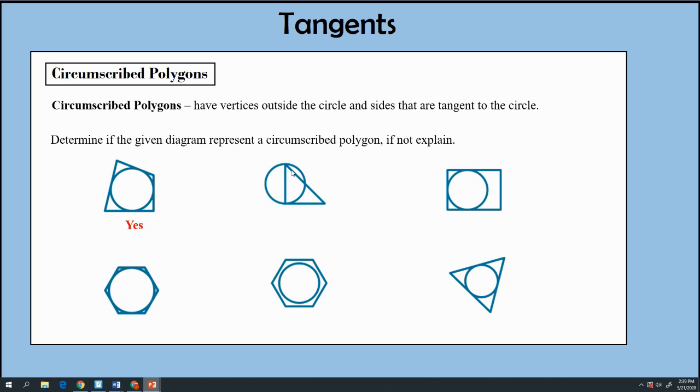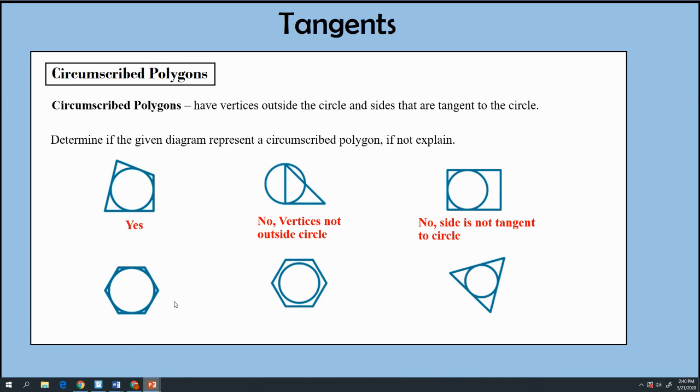Is this a circumscribed polygon? To be circumscribed, the circle has got to be inside the shape. Clearly this circle is not inside that shape. In fact, the reason I say it's not is because the vertices are not outside the circle. The vertices are on the circle. They've got to be outside the circle for the circle to be contained inside that shape. How about this one? Is this one a circumscribed polygon? Well, this one's a no also. It said that all of the sides had to be tangent to the circle. This side over here is not tangent to this side of the circle. So this is not going to be considered a circumscribed polygon.